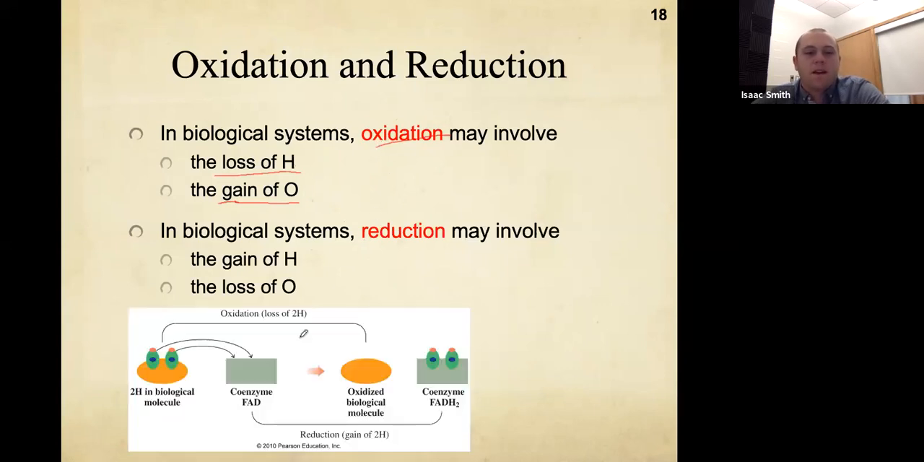Anyway, if you look at this, let's say you have 2 hydrogens on this biological molecule, and you have this coenzyme. The hydrogens move over to the coenzyme. Because this molecule lost hydrogens, it's going to be oxidized. So this is the oxidized and this is the reduced coenzyme. Molecules that gain hydrogen are reduced.